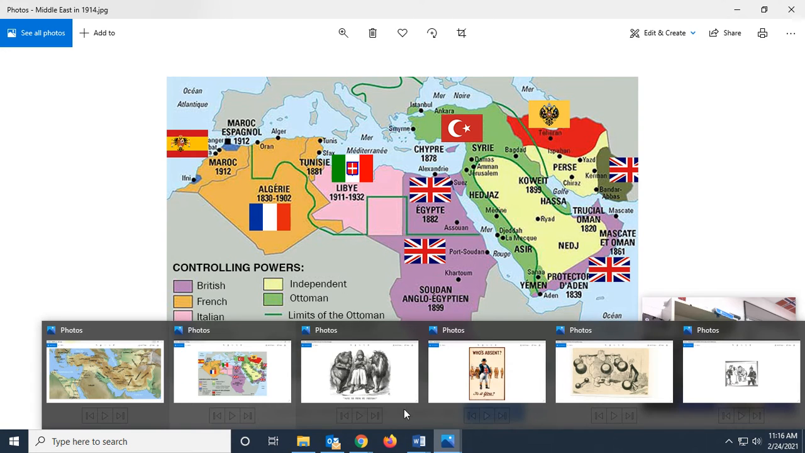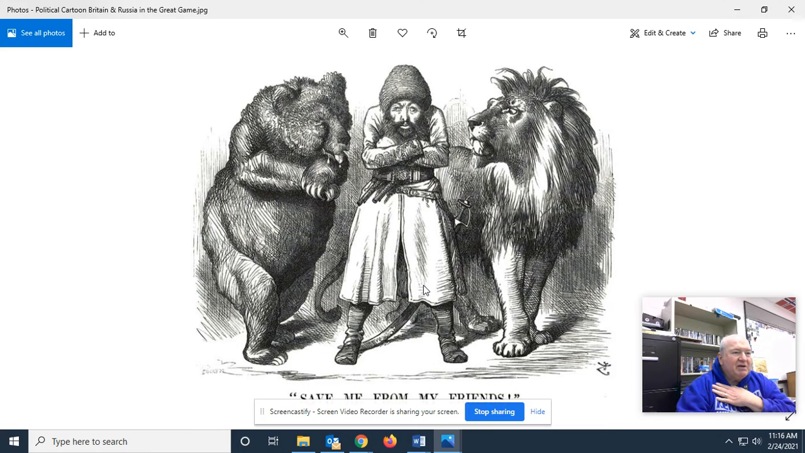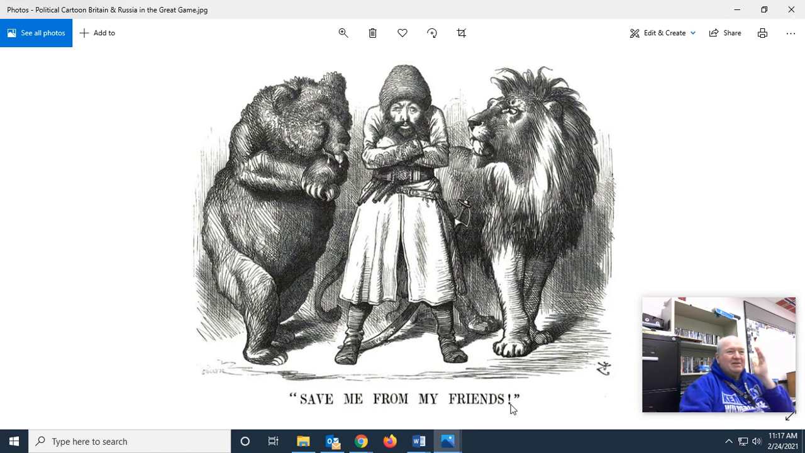And Afghanistan at the time was being contested over between Britain, represented by the lion, and Russia, represented by the bear. And as you can see, look what the guy says. Save me from my friends. That's actually kind of funny. See, that's a kind of cartoon. That's a political cartoon. And you can learn a lot about the cartoon and about its viewpoint by looking at it.